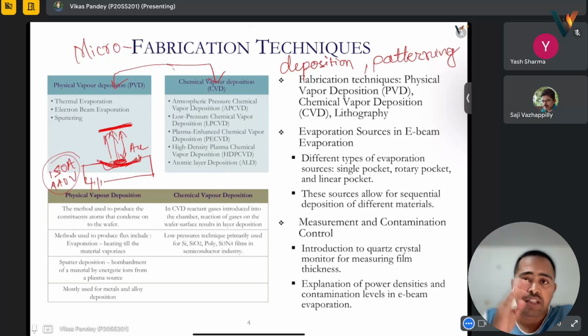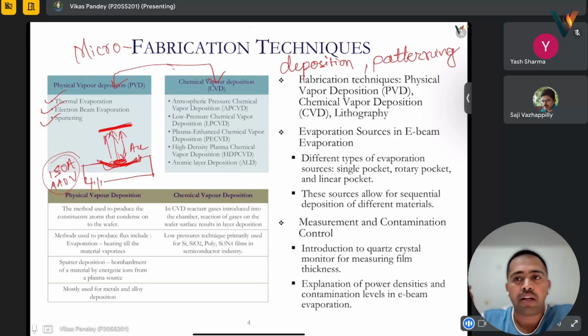Here the phase is changing but gold remains gold. If we are going for silver, titanium, chromium, or any such thing, in all the physical vapor deposition techniques the phase changes but the material remains the same, including the sputtering technique. So there are mainly three major types of physical vapor deposition: thermal evaporation, electron beam evaporation, and sputtering. Then there is something called chemical vapor deposition or CVD.